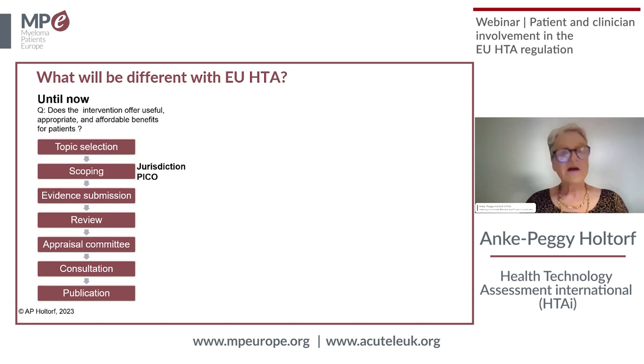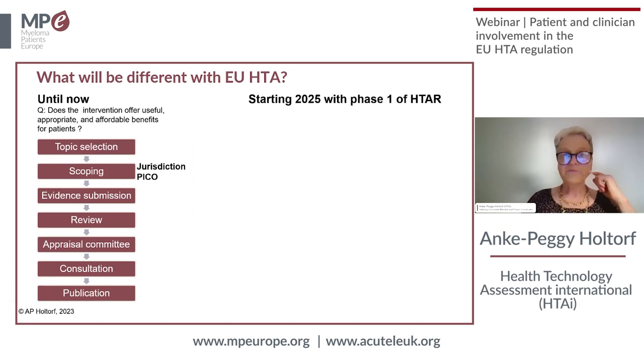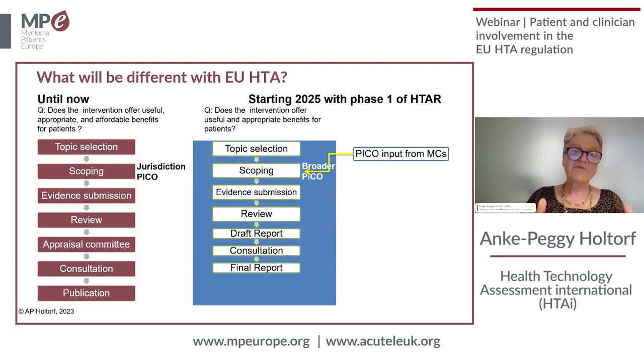Now, what's new in the EU process is that on the EU level, we will look at the clinical part. Does the intervention offer useful and appropriate benefits for patients? There will be a topic selection, then a scoping phase, that is the definition of the research question to be answered by the HTA, then evidence submission, a review of the evidence, a report which may be or will be put out for consultation, and then a final report.